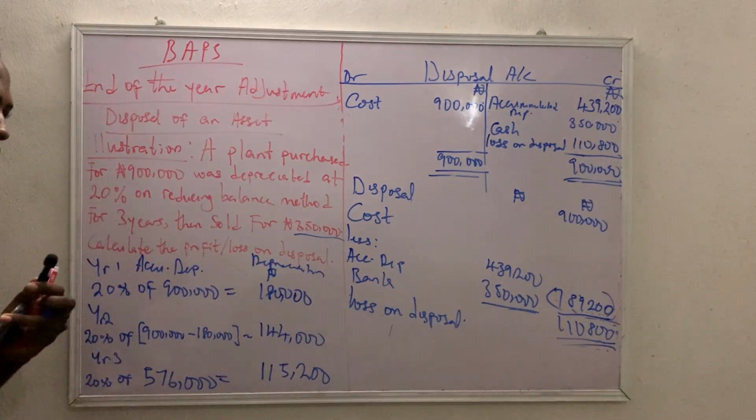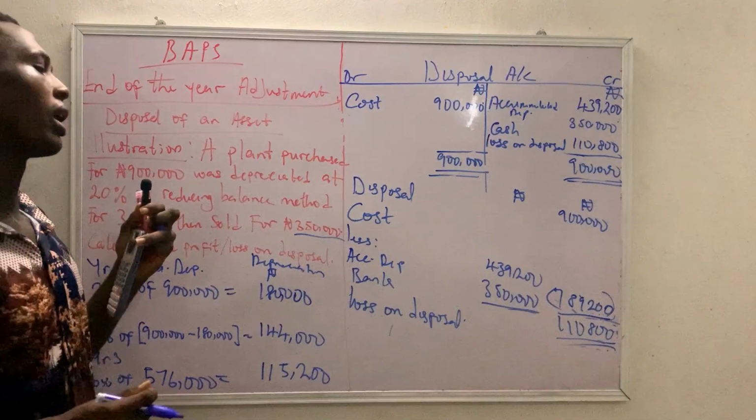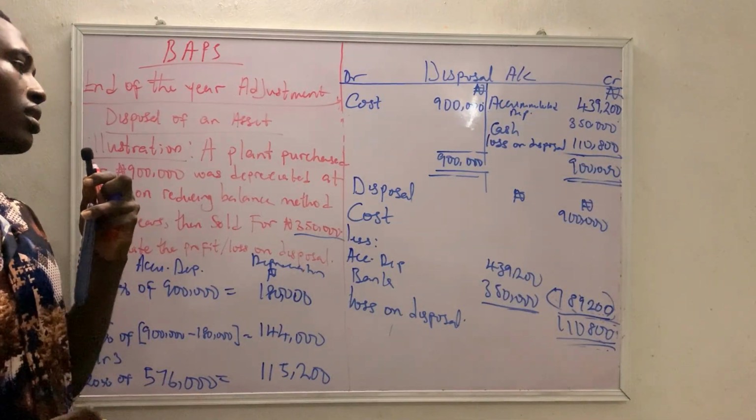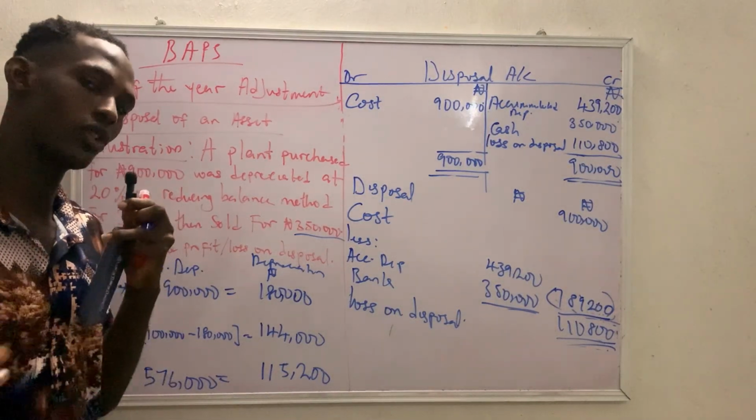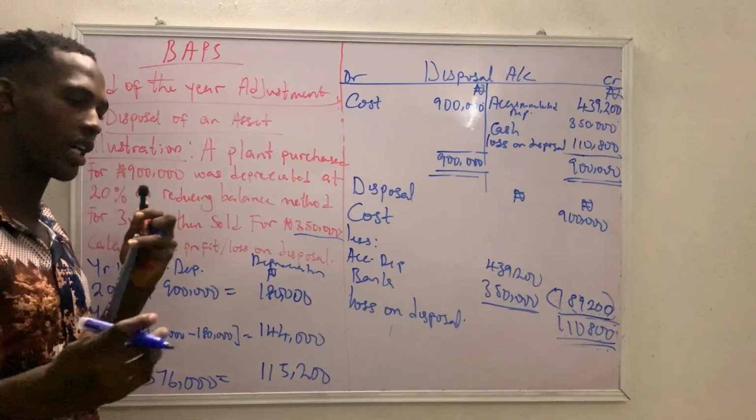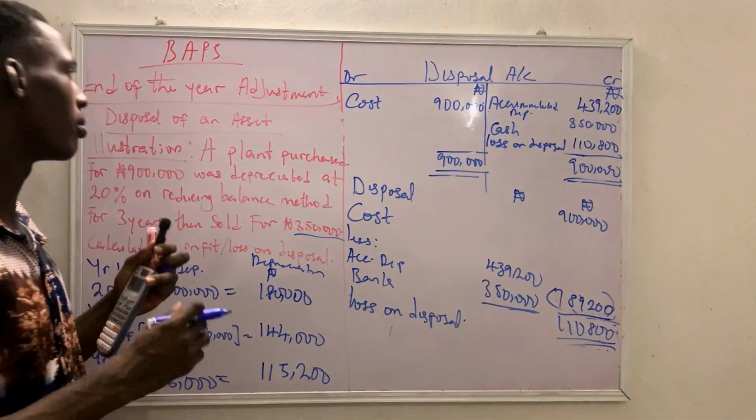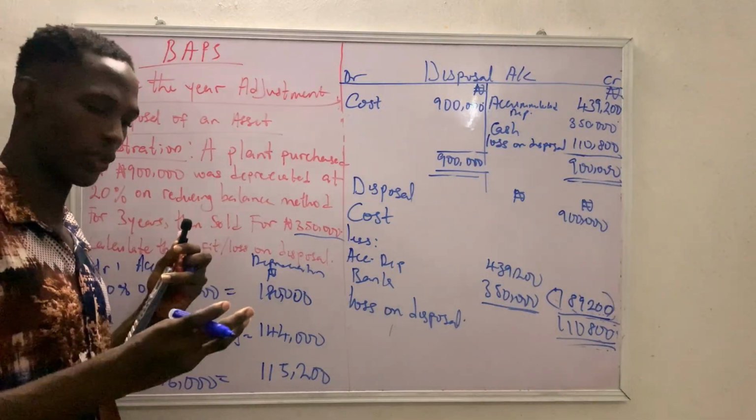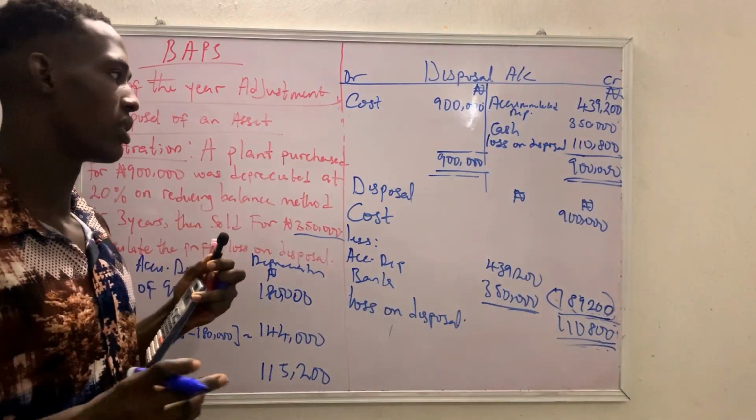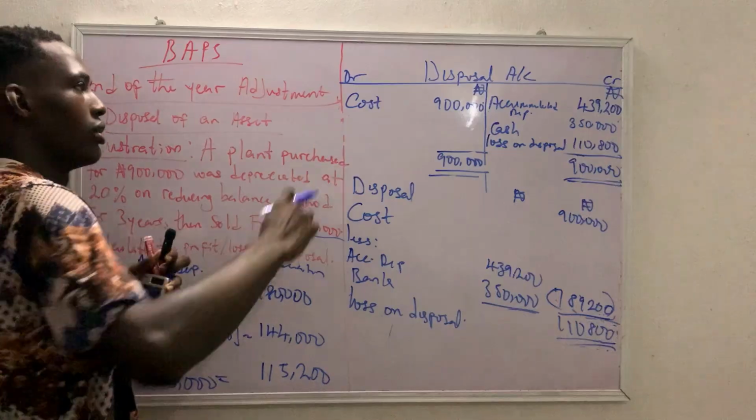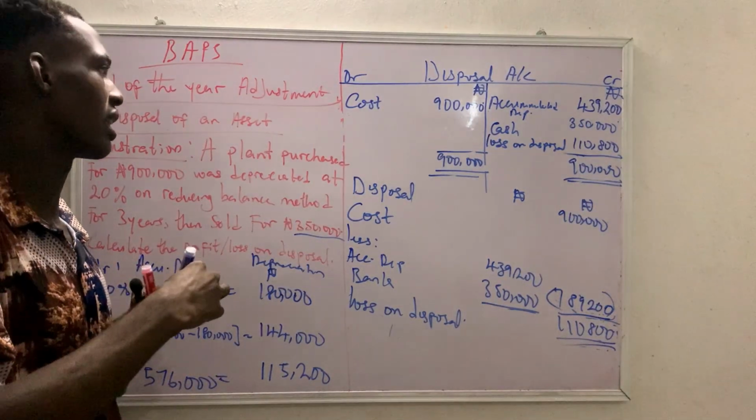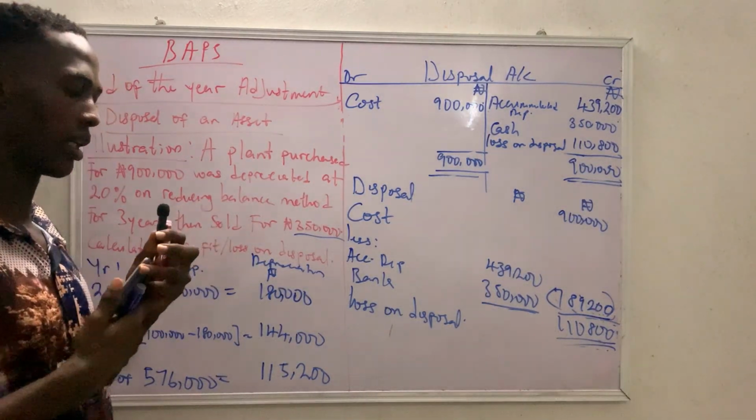Now we'll make a video on when we are being asked questions like this in a theory question. When they ask us to answer a question like this in theory, whereby we need to open a ledger for both the cost and the accumulated depreciation, then before we prepare this. You understand? But for now, have an understanding of what a disposal account looks like.